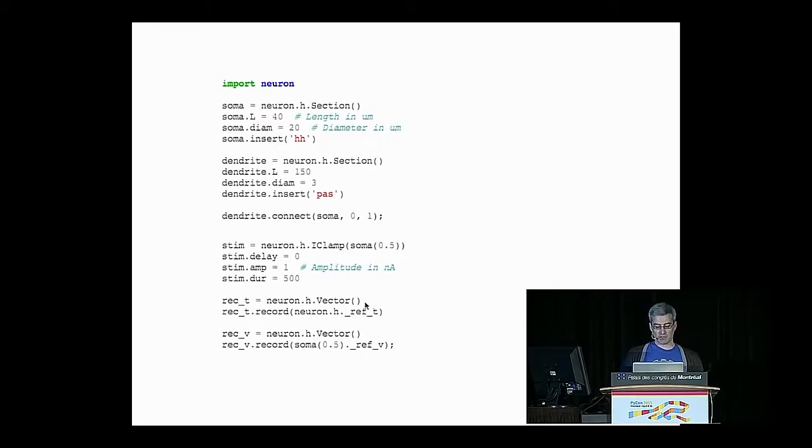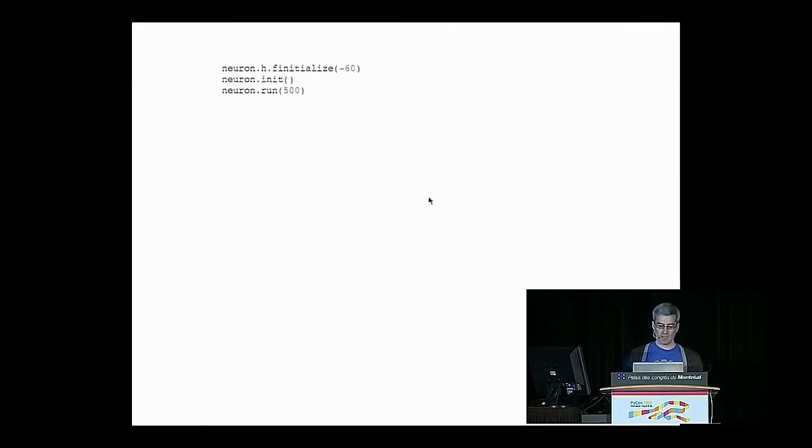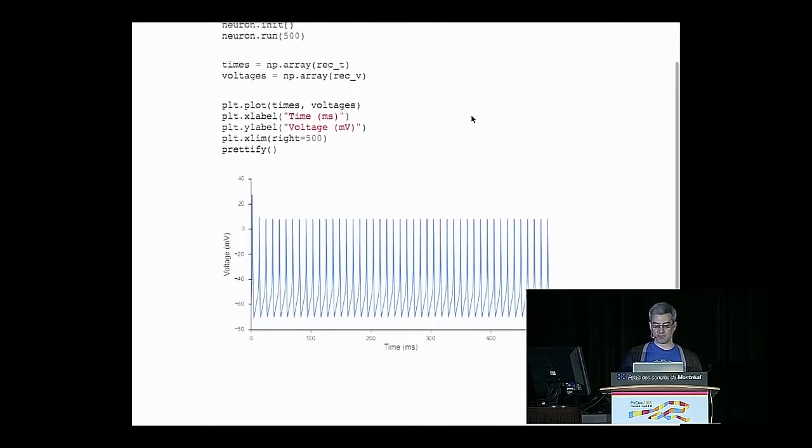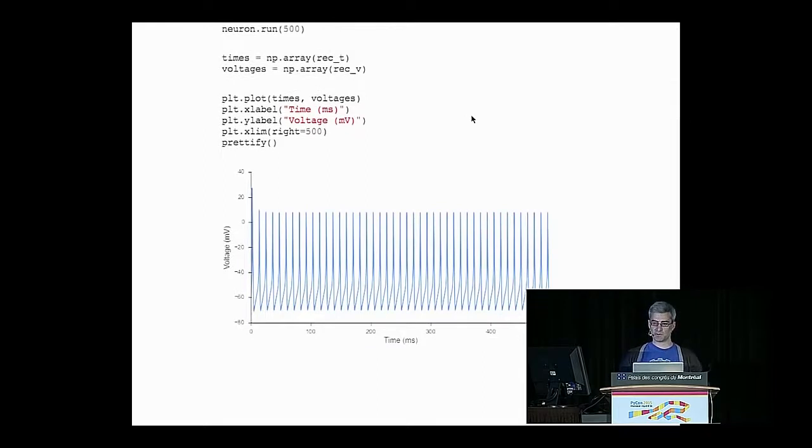And then what Neuron calls vectors are how we're essentially collecting the data from that experiment. So we can initialize the voltage in this cell, and then run it for 500 milliseconds. We can take the time and the voltage and put them into NumPy arrays, and then use matplotlib to create a plot of that membrane voltage over time. So in this 500 millisecond window, it spikes quite a bit. There's a lot of information being transmitted from this cell to its downstream cells.